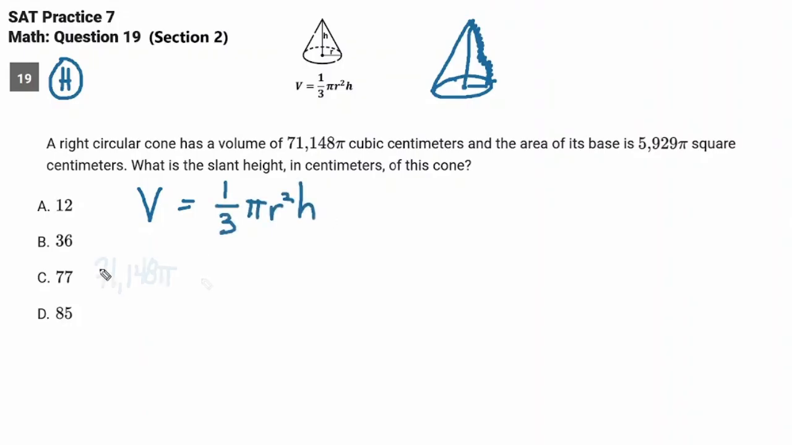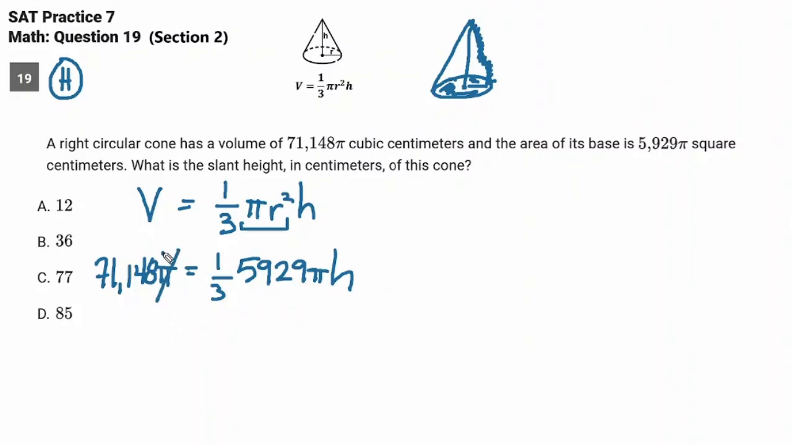What's the volume? Equals 1/3. Now think about this for a second. Pi r squared. You know this. What is pi r squared in this formula? It's this area right here. It's the area of the circle. And we know that the area of the circle is 5929 pi. So 5929 pi times h. What's going to happen to the pi's in this algebra? They're going to go away.